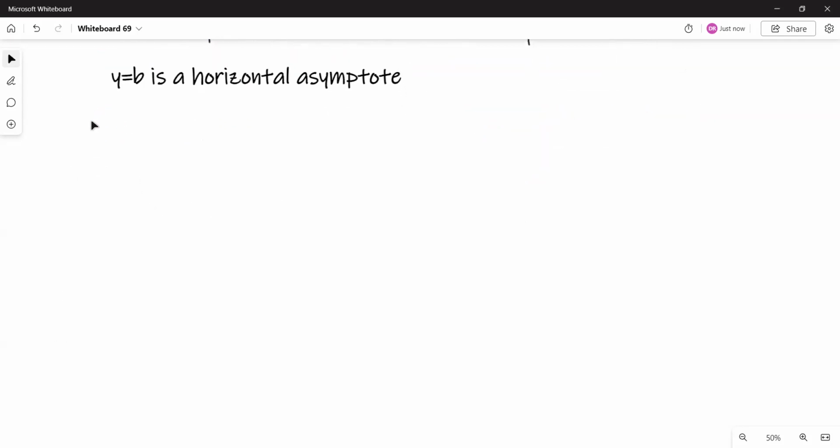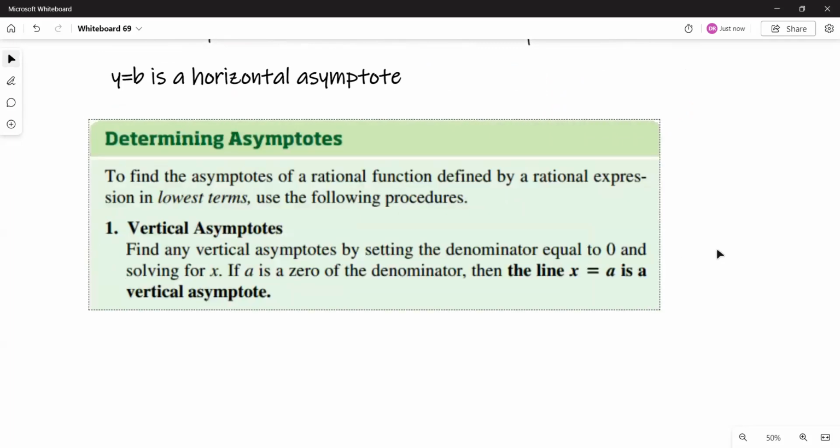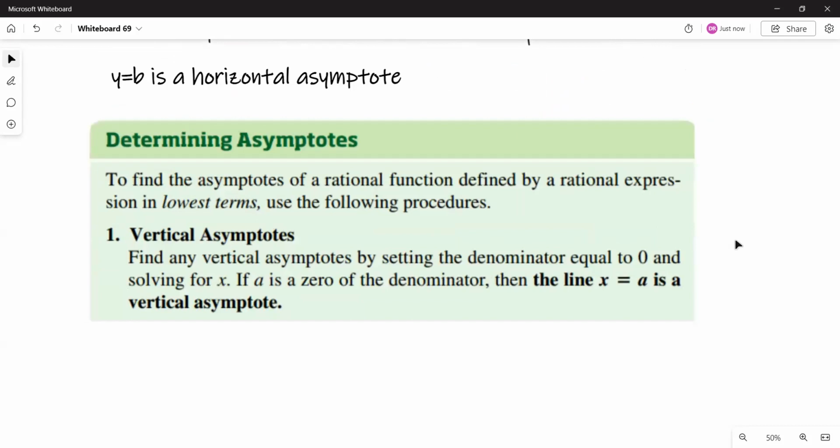Now, how to determine asymptotes? To find the asymptotes of a rational function, defined by a rational expression in lowest terms, use the following procedures. Find any vertical asymptotes by setting the denominator equal to 0 and solving for x. If a is a 0 of the denominator, then the line x equals a is a vertical asymptote.